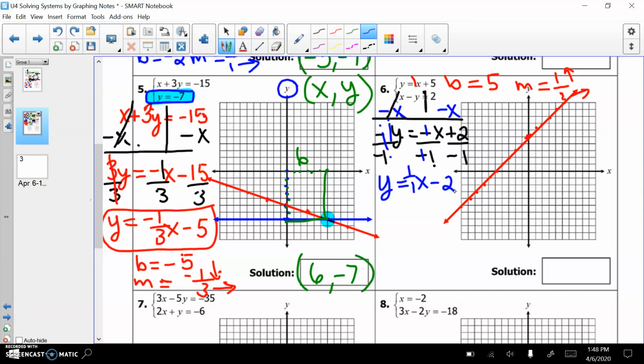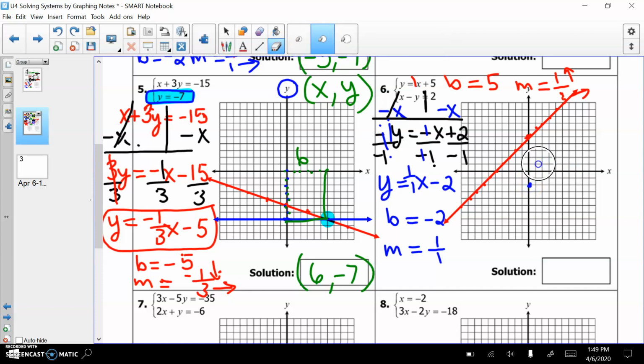Okay, so now this one is ready to go. So my b equals the negative 2. My m equals 1 over 1. All right, so for my b, from 0, you got to go down 2. 1, 2. Put it on. Okay, that's kind of our starting point for these ones. And then your slope tells you it's a positive 1.